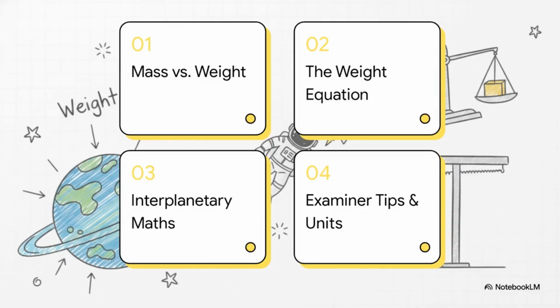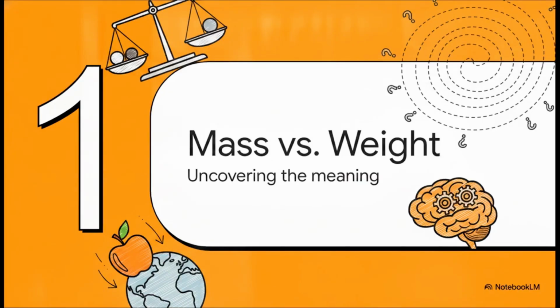Okay, here is our game plan for today. We're covering 1. Mass versus weight. 2. The weight equation. 3. Interplanetary calculations. And 4. Examiner tips and units. So, Section 1, Mass versus Weight, uncovering the true meaning.